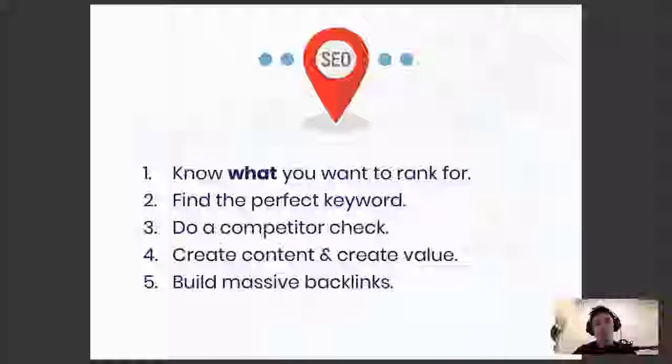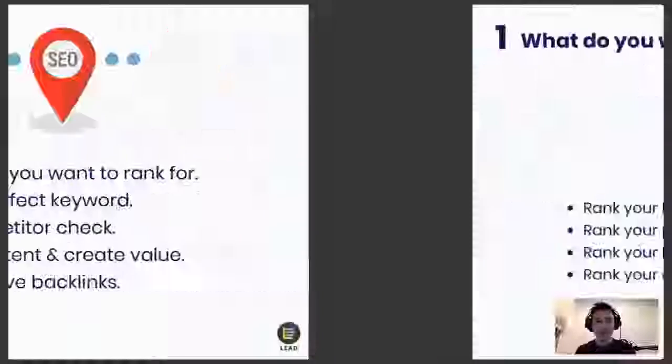Number 3, you're going to do a competitor check. Now you need to know who you're fighting against on the internet, on Google, and how you can beat them. Number 4, you want to create content and create value. Now, creating content alone is not enough these days. You would want to actually create value as well. And number 5, to build massive backlinks, massive relevant backlinks. Now, if you do not understand what backlinks are, I'll explain it when we get to step number 5. Okay? All right. So I'm going to go into the first one.